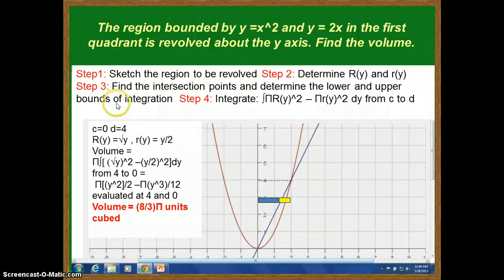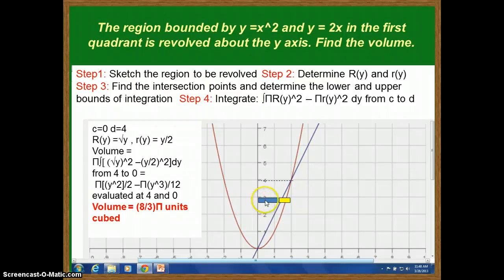Alright. Sometimes we're not going to go around the x-axis, we're going to go around a vertical axis, in this case y. So let's say we've got the region bounded by y equals x squared and y equals 2x in the first quadrant, and we want to revolve it about the y-axis. Find the volume. Okay, so this clearly is y equals x squared. This is y equals 2x.